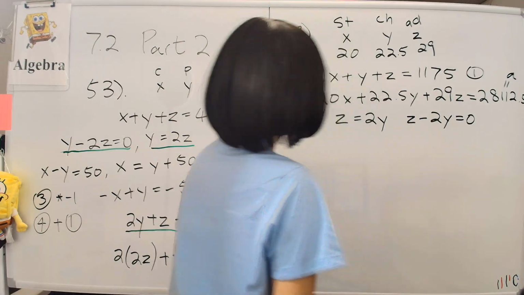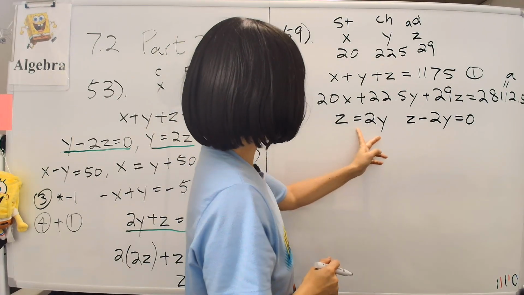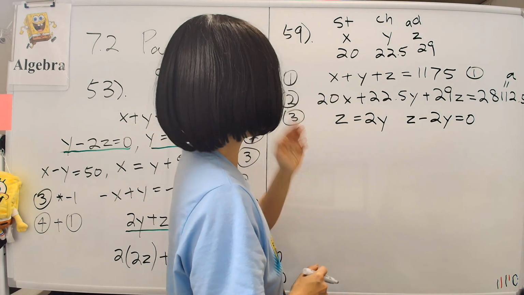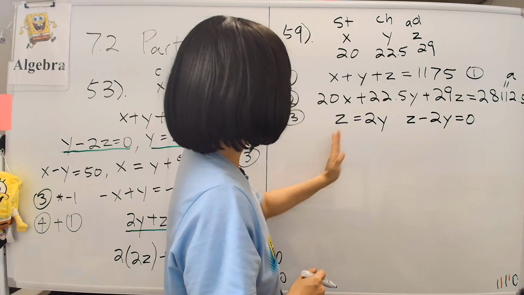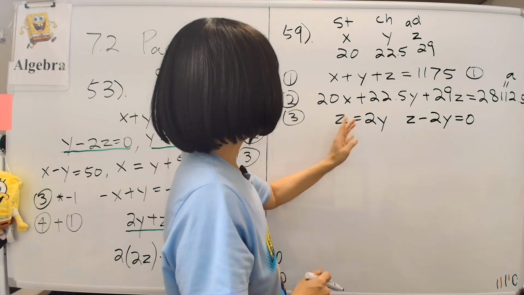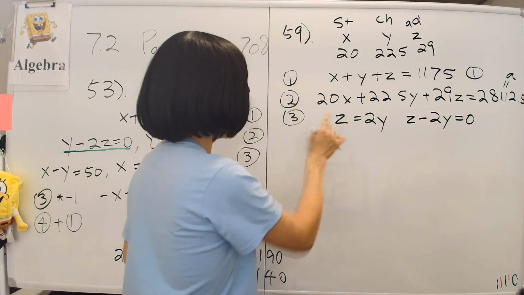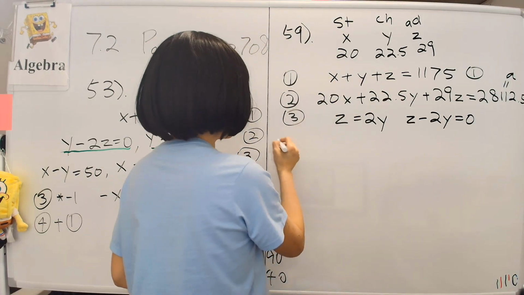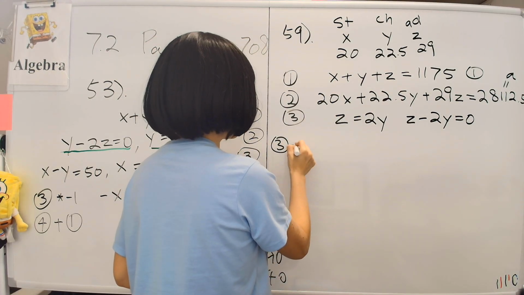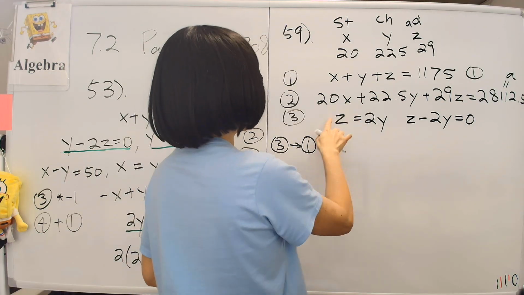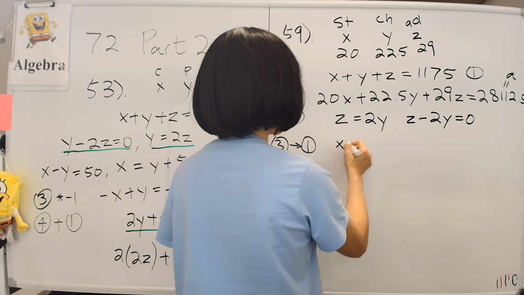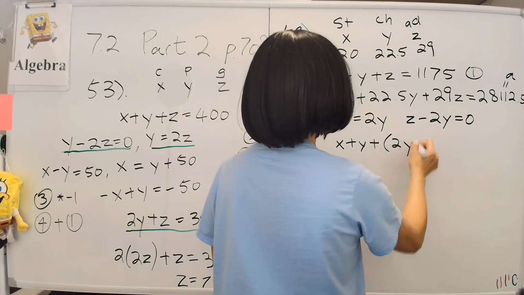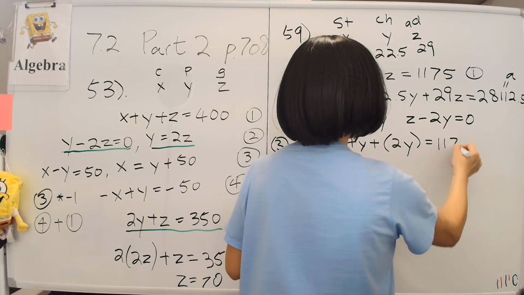Okay, so far so good. So equation 3, notice, is very, very simple. So we're just going to plug it into the other two directly in order to eliminate z. Okay, we'll get rid of this thing. This is our target. So plugging equation 3 into equation 1, we have x plus y plus z, which is just 2y, and that equals 1175.